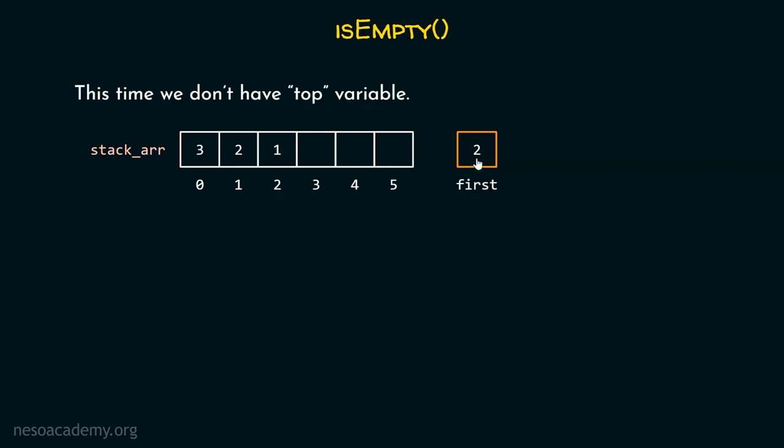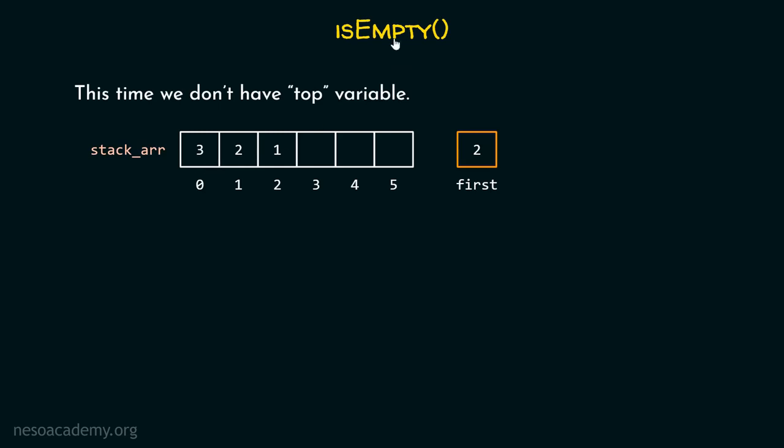The first variable is holding the value 2, which means that the first inserted element is at index 2, right? You can see index 2 over here, and this is the first element, right? We are keeping track of the first element instead of the topmost element. There is no need to keep track of the topmost element because the position of the topmost element is fixed.